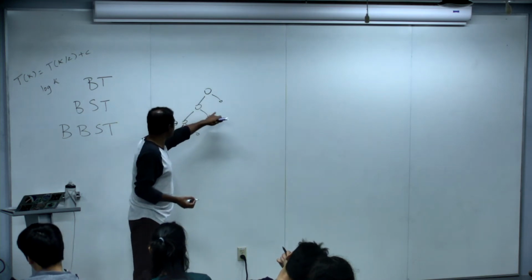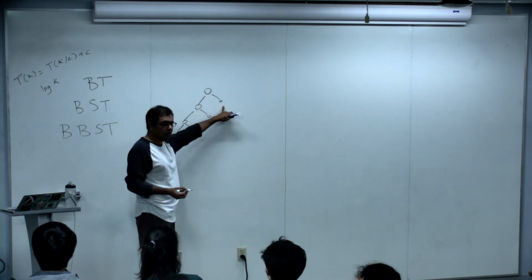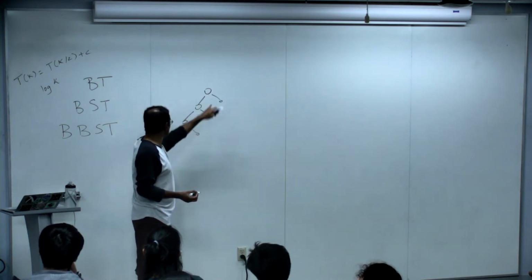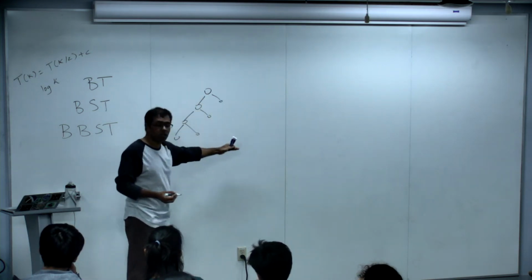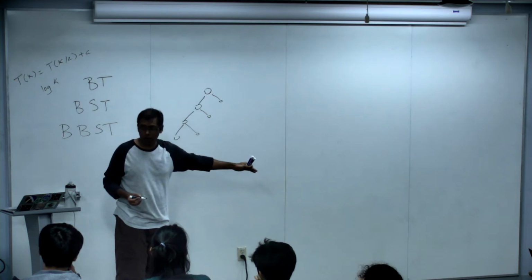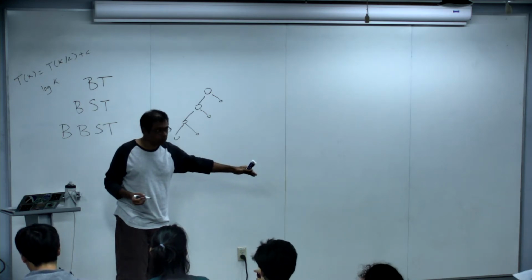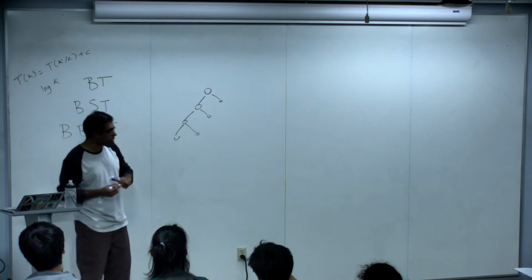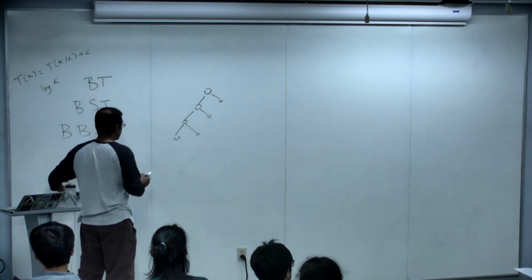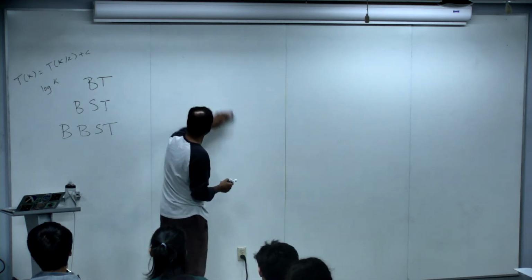So this one, for example, what's the height of this? 1. Height of this is 2. Height of this is 3. And so this is not a balanced binary search tree by our new definition. Good? Okay. So we want to make balanced binary search trees by this new definition.